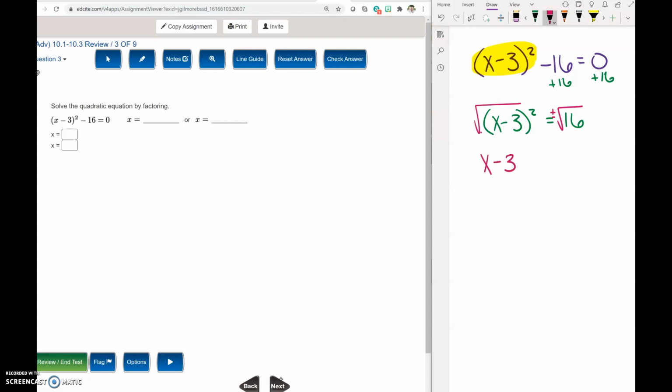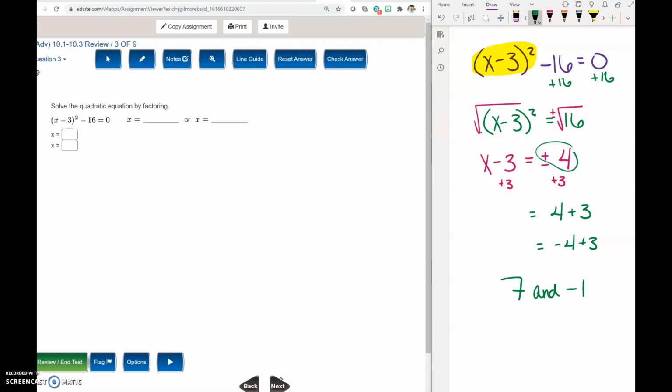So on the left side, the square root and the square cancel each other out, leaving us with x minus 3. On the right side, we have plus or minus whatever the square root of 16 is, and that is 4. To finish this up, we need to add 3 on both sides. Now keep in mind, this problem is positive 4 plus 3 and negative 4 plus 3. So our two answers are 7 and negative 1.